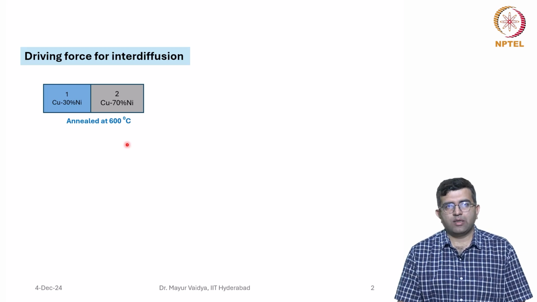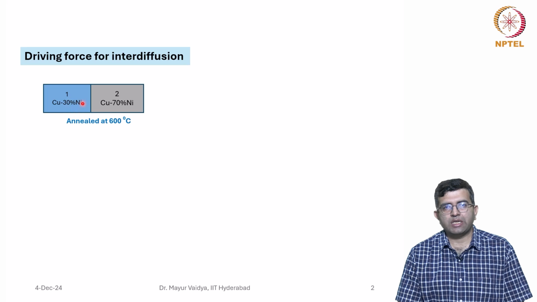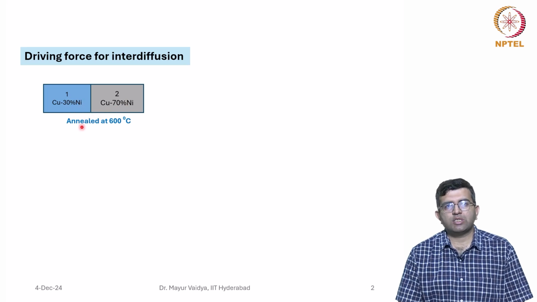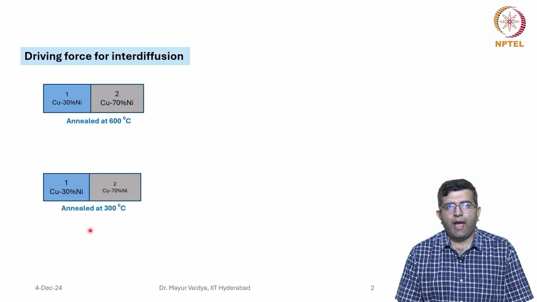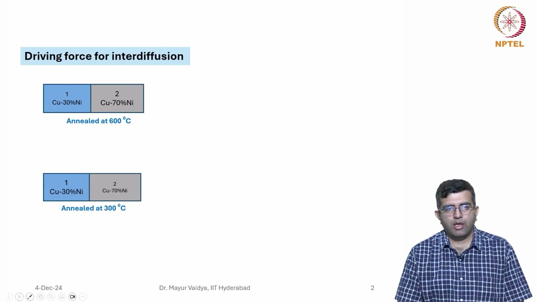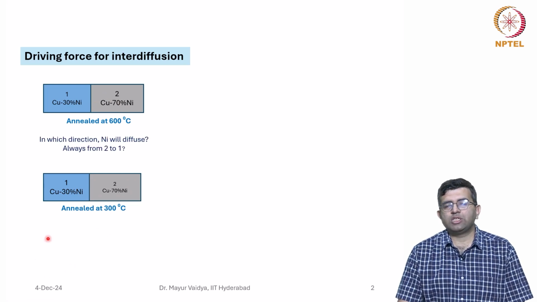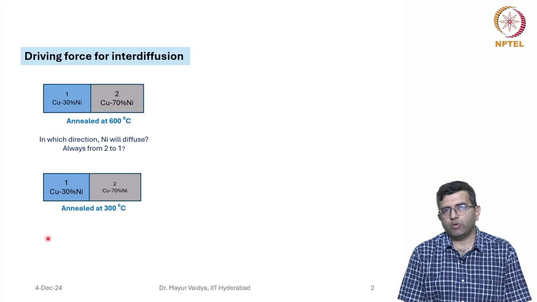For example, let us say this system of alloys 1 and 2, one has 30% nickel, another has 70% nickel. Now, if you anneal the system at 600 degree centigrade, and the same system, copper 30% nickel, copper 70% nickel, the same assembly, if I anneal at 300 degree centigrade, in which direction will the nickel diffuse?